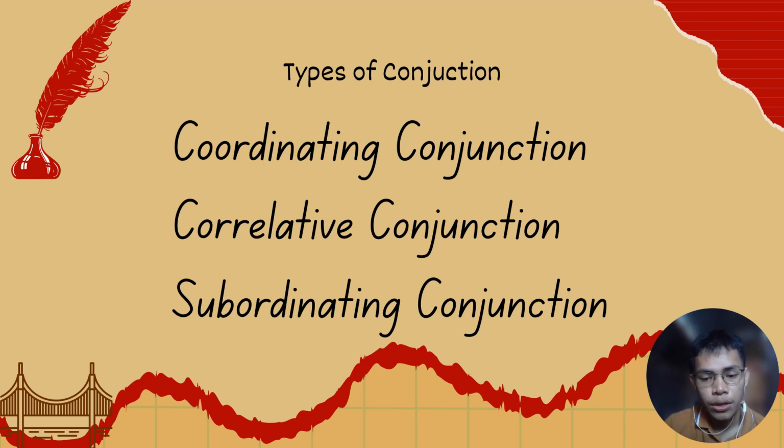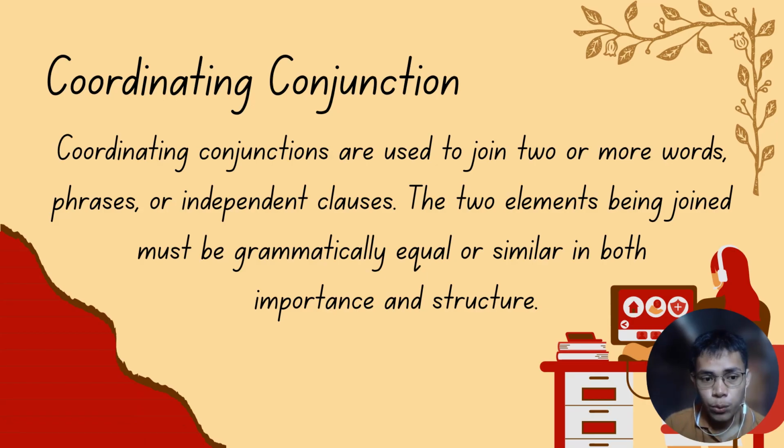So, in English, there are three types of conjunctions, and these are the coordinating conjunction, correlative conjunction, and subordinating conjunctions. Let us begin first with the coordinating conjunctions. Basically, coordinating conjunctions are used to join two or more words, phrases, or independent clauses. And the two elements being joined must be grammatically equal or similar in both importance and structure.